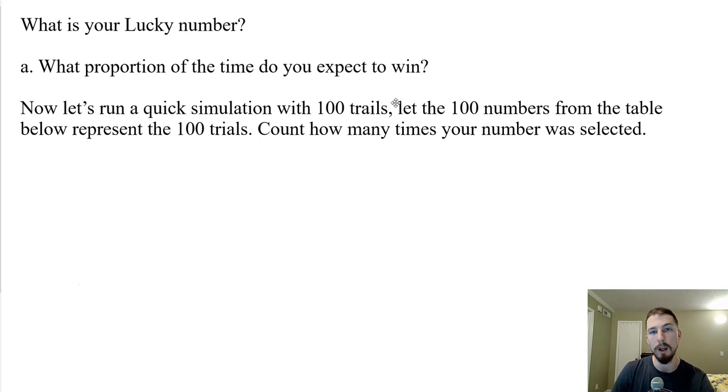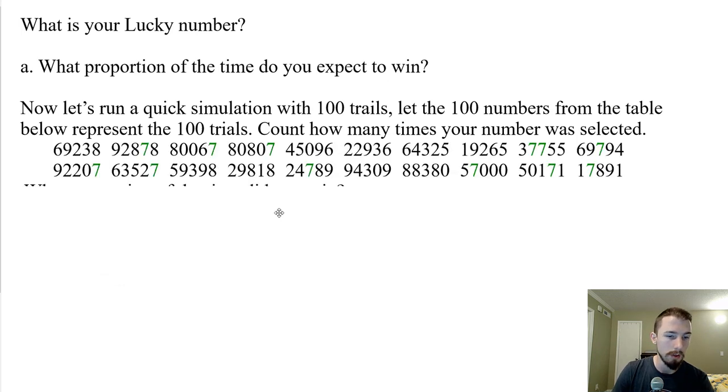Now let's run a simulation with 100 trials. It sounds like a lot, but you're just scanning through it for one digit, so it's not that difficult. Let the 100 numbers from the table below represent 100 trials. Count how many times your number was selected. All right, so I highlighted mine. I did Control F, found all the 7s, and then changed the color. So let's count how many 7s. 1, 2, 3, 4, 5, 6, 7, 8, 9, 10, 11, 12. So 12 out of 100, which would be 12%.